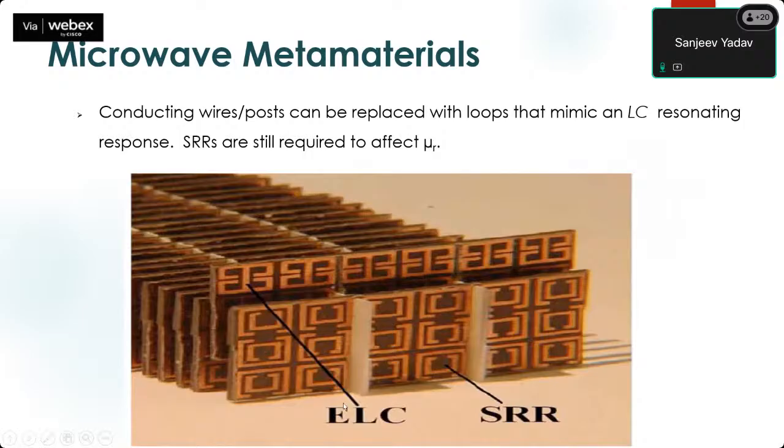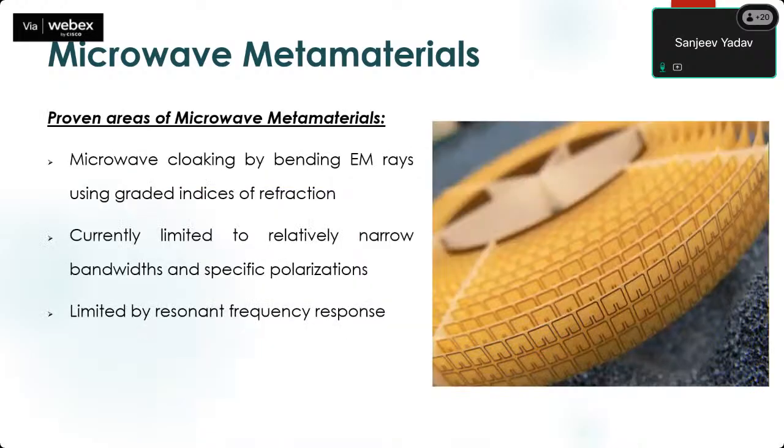Here there are different shapes, the ELC, split resonators, everything is there. You can see there are different combinations, and they have been proven. These are some of the proven areas of metamaterials: microwave cloaking, and the bending of electromagnetic waves using graded indices of refraction. Here you can see one of the examples used by some of the researchers.